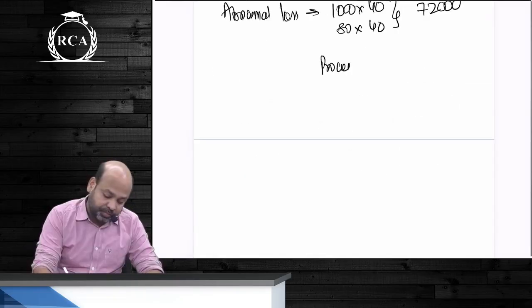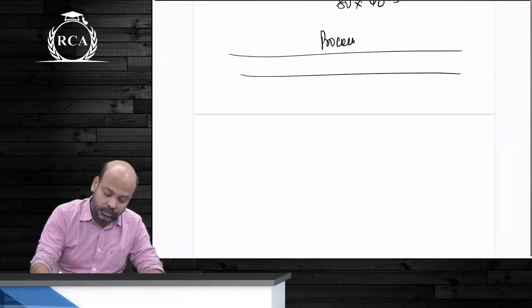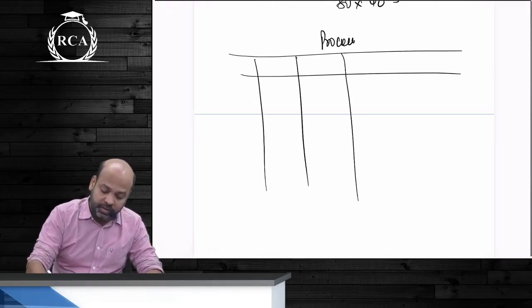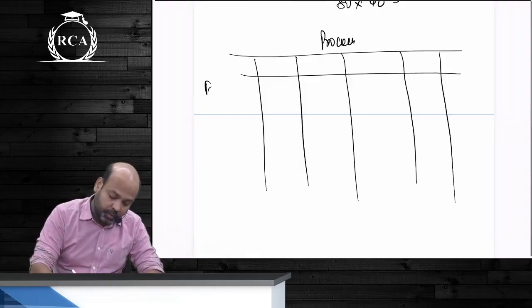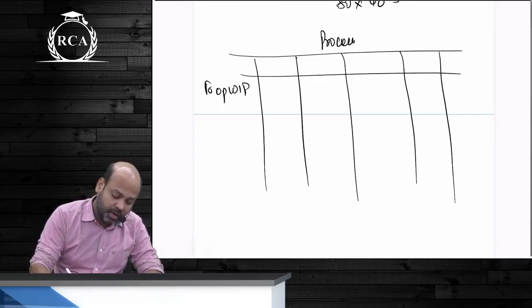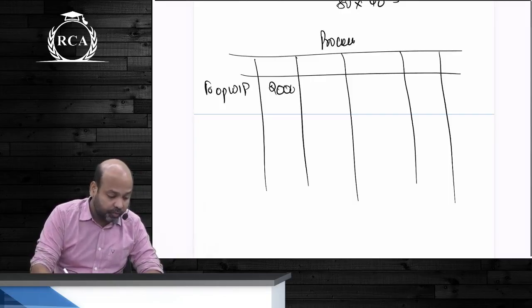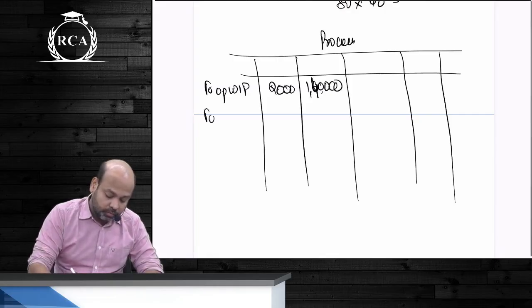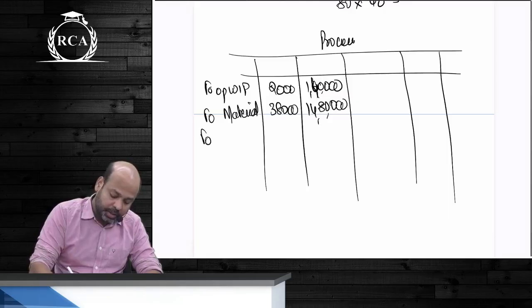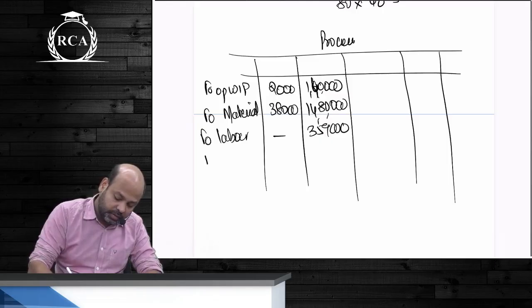Correct, guys. In the process account, beta, you will write to opening work in progress, guys. How many units? 2,000 units at a total cost of 1,40,000. To materials introduced in process 1, how many units? 38,000 at 14 lakh. To labor, beta, how much is the amount? 3,59,000. To overheads, 10,77,000.